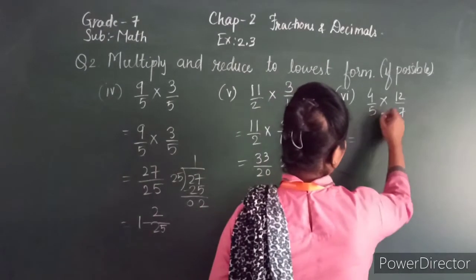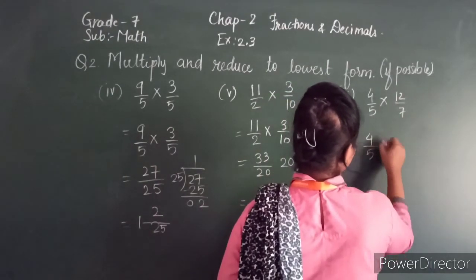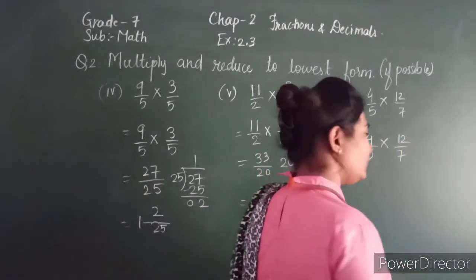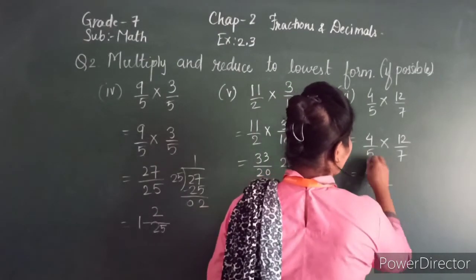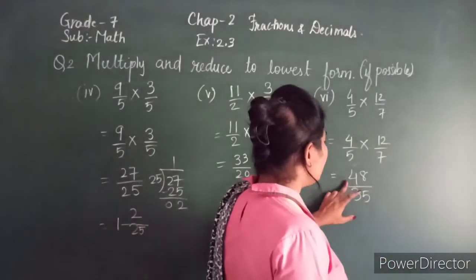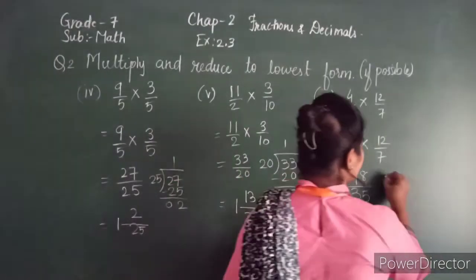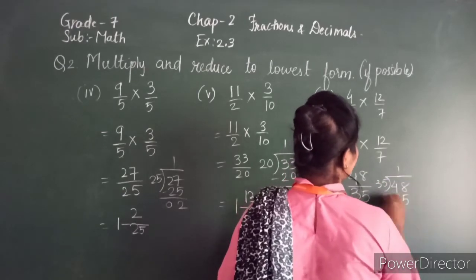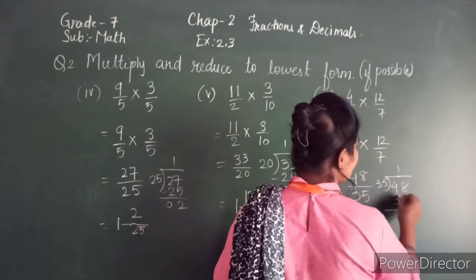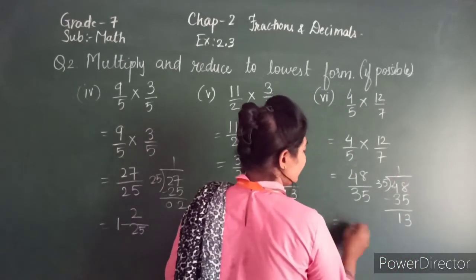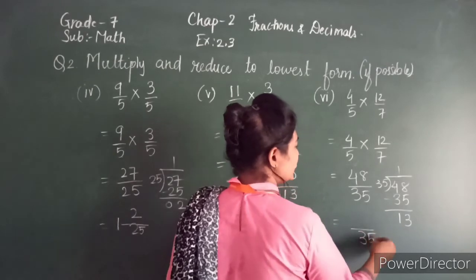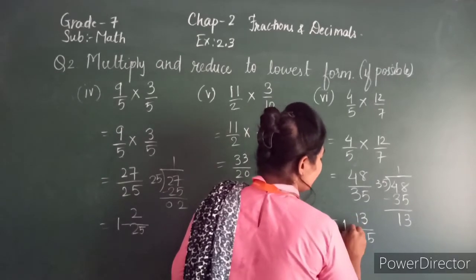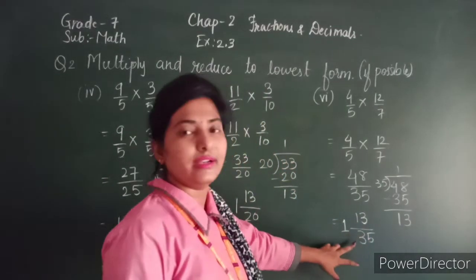Then next question is 4 upon 5 into 12 upon 7. So here cutting is not possible, so we have to multiply 4 into 12. So it is 48 upon 35. Now here numerator is greater than denominator, so we have to convert this into a mixed fraction form. So here 35 ones are 35. So now 8 minus 5 is 3, 4 minus 3 is 1. So remainder is 13, so we have to write 35 in the denominator and this 13 remainder we have to write in the numerator and this 1 we have to write it in a side. So our answer is 1 13 upon 35.